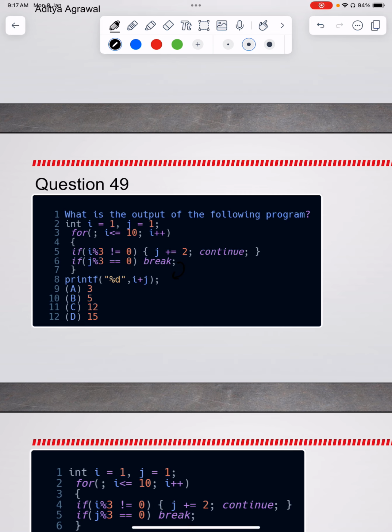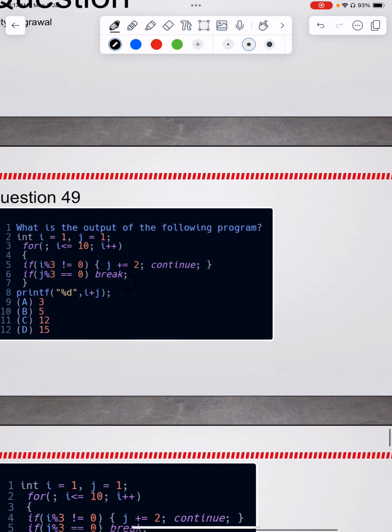The third line declares a for loop and the initial expression is missing, so it can be considered as whatever is the last value of i that becomes a part of the initialization. i less than or equal to 10, i plus plus. If i mod 3 is not equal to 0, then you increment j by 2 and continue. If j mod 3 is equal to 0, you break and you print the value of i plus j. And they are asking which is the correct answer for this question.